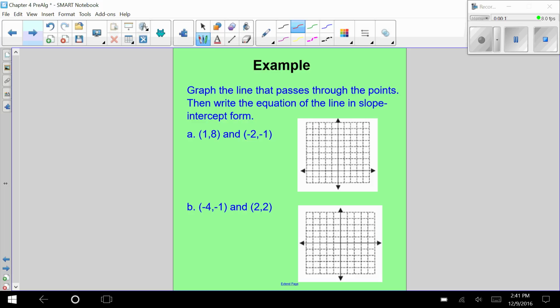So let's start by graphing our points. 1, 8 is right about here, and -2, -1 is right down here. Now when we draw our line, we need to be extremely careful. So let's start by finding our slope. 8 to -1 is a -9. 1 to -2 is a -3. So my slope is -9 over -3, which is actually 3. So I go up 3, right 1.